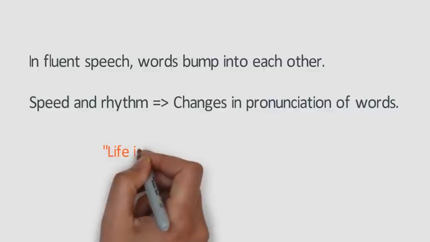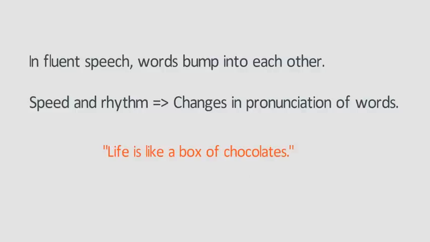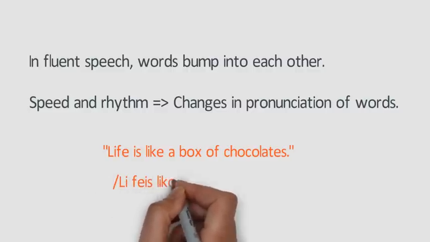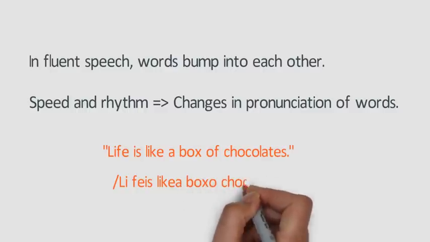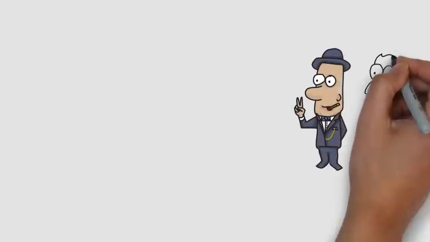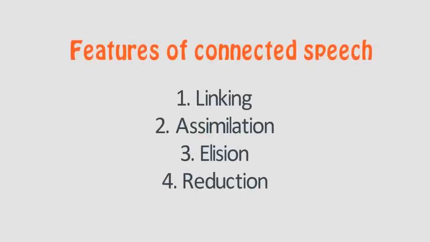Check this example. Life is like a box of chocolates. We don't say it like this. Life is like a box of chocolates. But we articulate that in a constant flow without stopping between words, with sounds disappearing and word limits reorganizing. These changes are features of what we call connected speech. The main features are linking, assimilation, elision, and reduction.